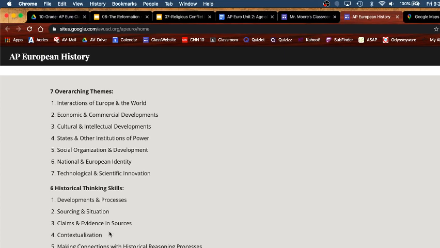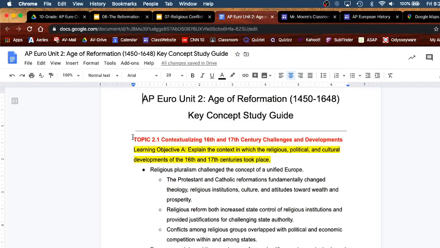The last skill, of course, is that contextualization piece, and that ties us right into the unit that we're studying right here, contextualizing the 16th and 17th century challenges and developments. The first learning objective, A, says, explain the context in which the religious, political, and cultural developments of the 16th and 17th century took place. So we have to have some background on religion, and some background on politics and the culture of the time, or we won't truly understand the Age of Reformation.